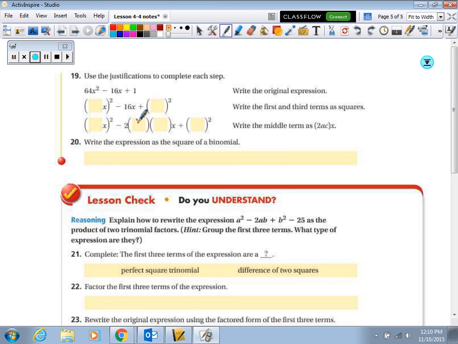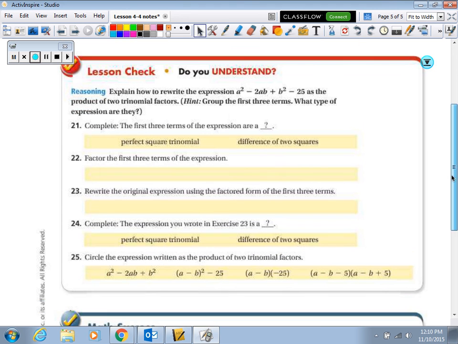So the perfect square here is 8x. The perfect square here is 1. And then you write 2ab. So this is 8x, and you're going to write it here. And this is 1, and you're going to write it here. So when you write it, it's 8x minus 1 quantity squared. And that's how you write a perfect square trinomial. Again, hopefully all of this is review because you have covered this before.